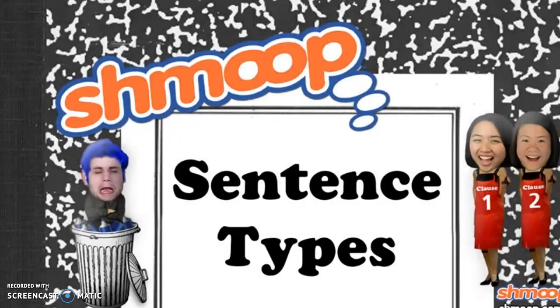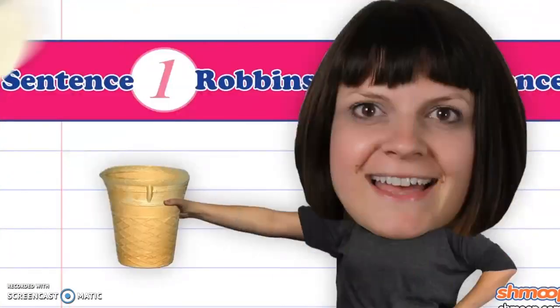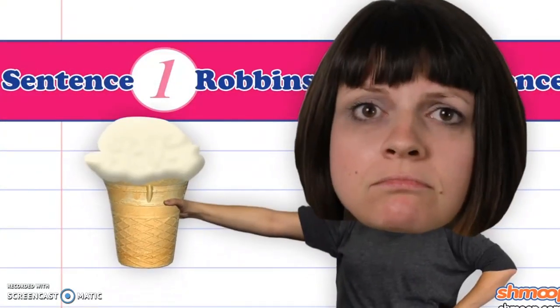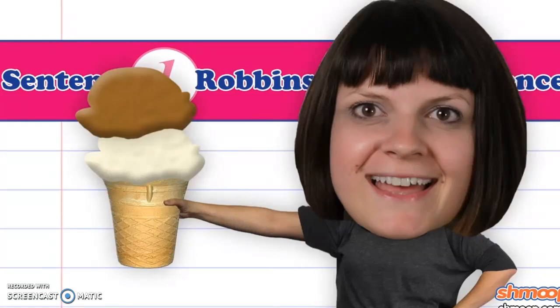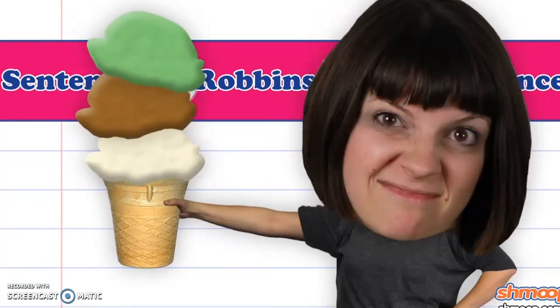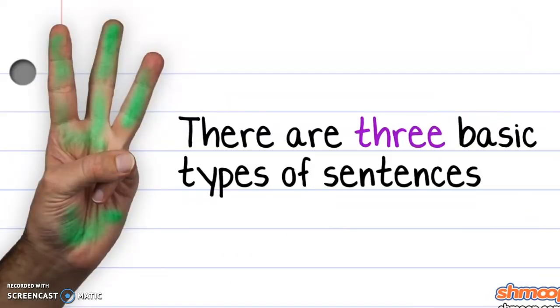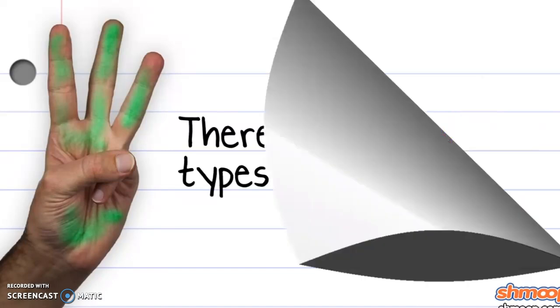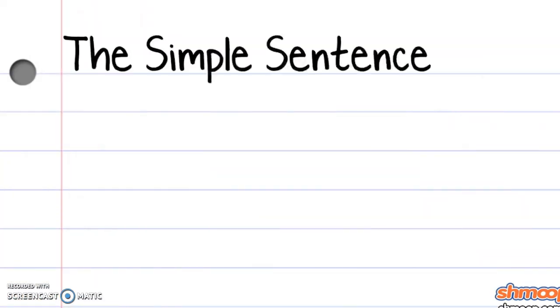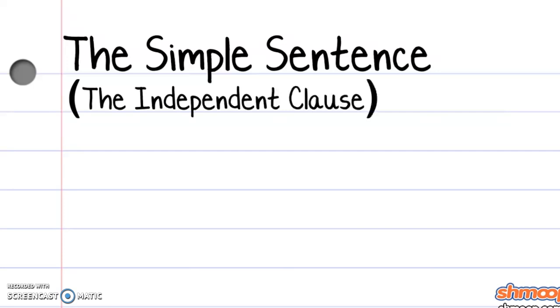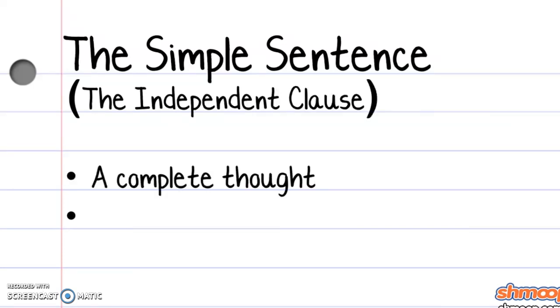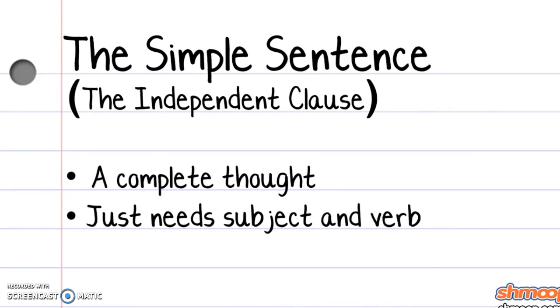Sentence types, a la Shmup. It would be pretty boring if sentences only came in a single flavor. Aw, man. Vanilla's fine, but who wants a world without chocolate? Or even green tea ice cream? Yuck. Hey, some people like it. There are 3 basic types of sentences. First, the simple sentence, aka the independent clause. You can also think of it as a complete thought. So long as it's got a subject and a verb, you're all set.